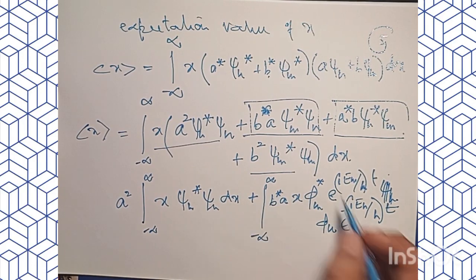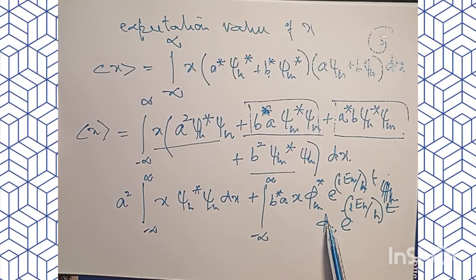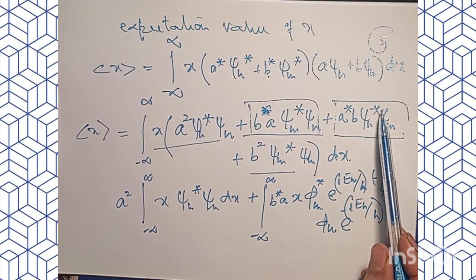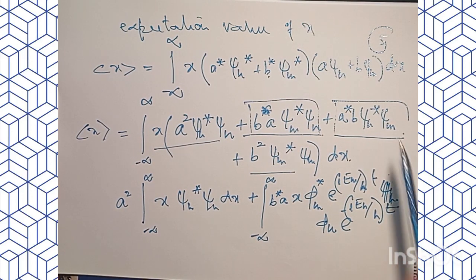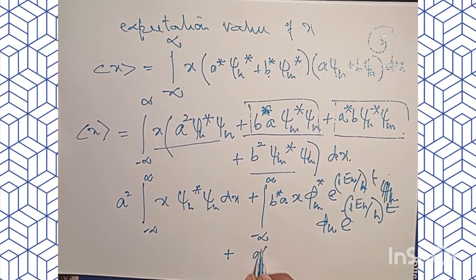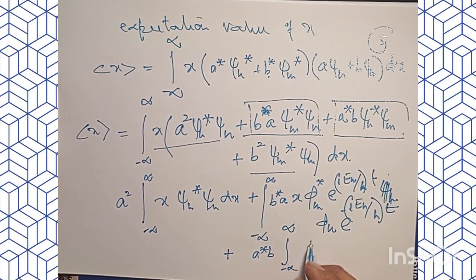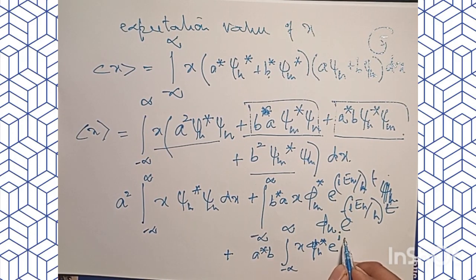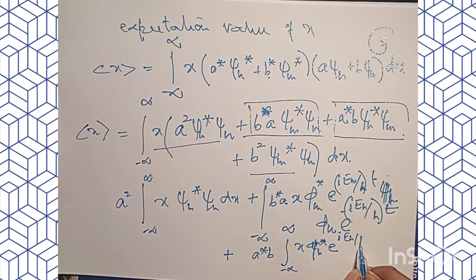So then the third term will have similar implications. We will have a star b psi n star and psi m. So in that case, what we will have is plus a star b. Let me write it outside, and then inside the integral from minus infinity to infinity, x psi n star, phi n star e to the power of i E_n by h.